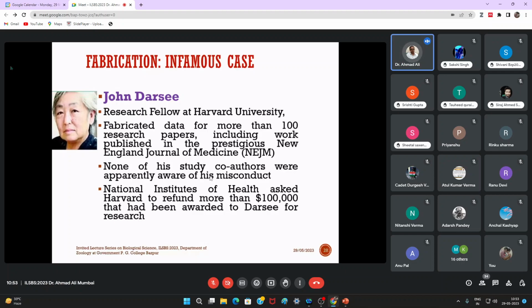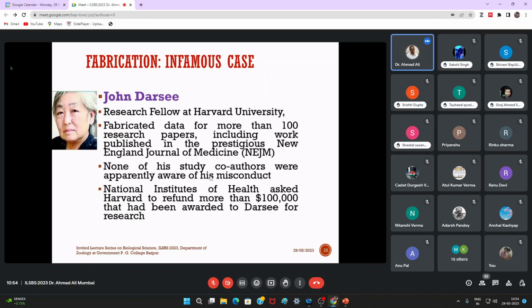One of the very infamous cases of fabrication is about John Darcy, a research fellow at one of the best universities in the world, Harvard University. So you can see the magnitude of the fabrication. He committed fabricated data for more than 100 research papers, including work published in one of the very prestigious journals like the New England Journal of Medicine, which is a very high impact journal.